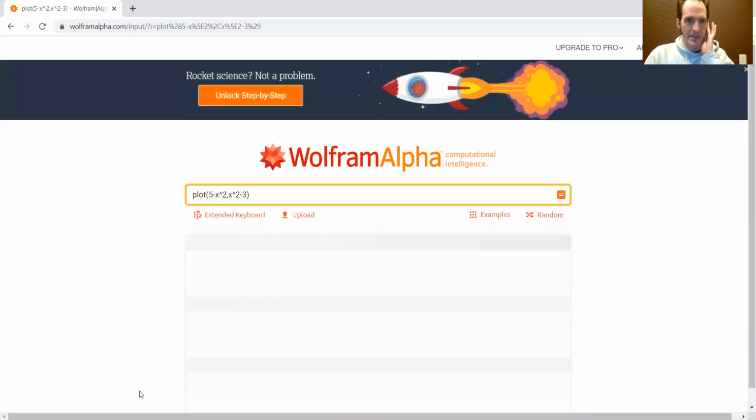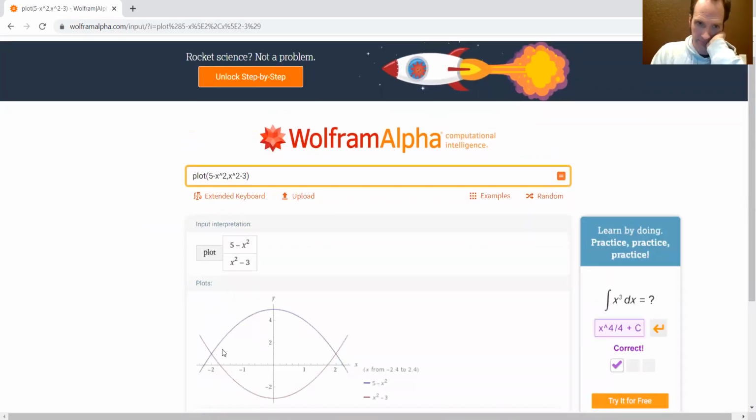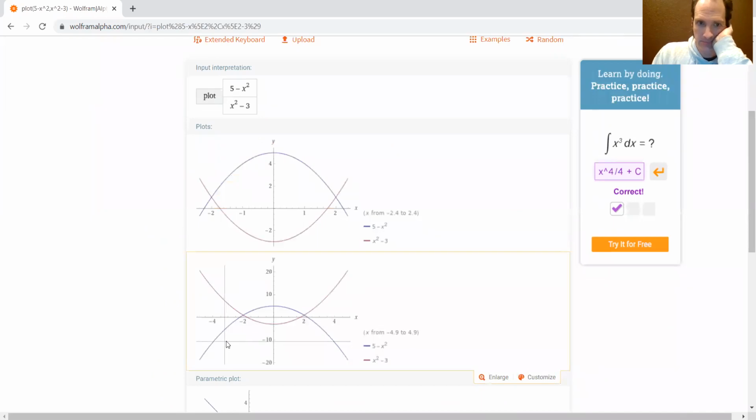And I want to look at what this picture is going to look like. Okay, so what you can see here, one of them is a parabola that opens up. That's the x squared minus 3, right? So it has the positive a value, and that's going to open up. The other one is a parabola that opens down. That's the 5 minus x squared.